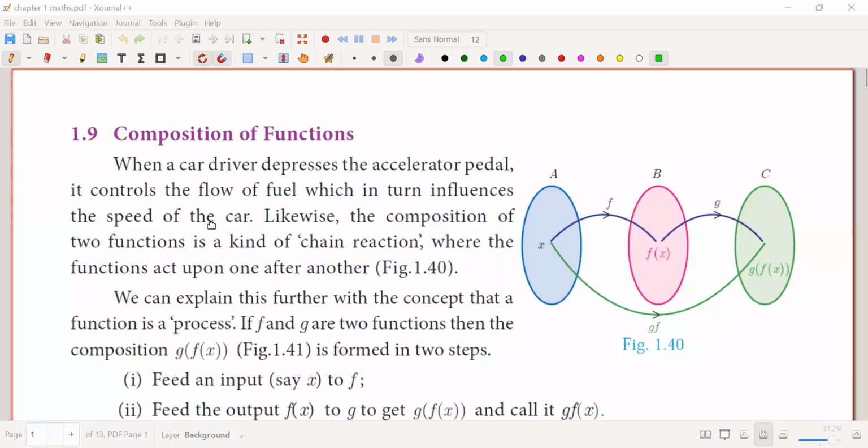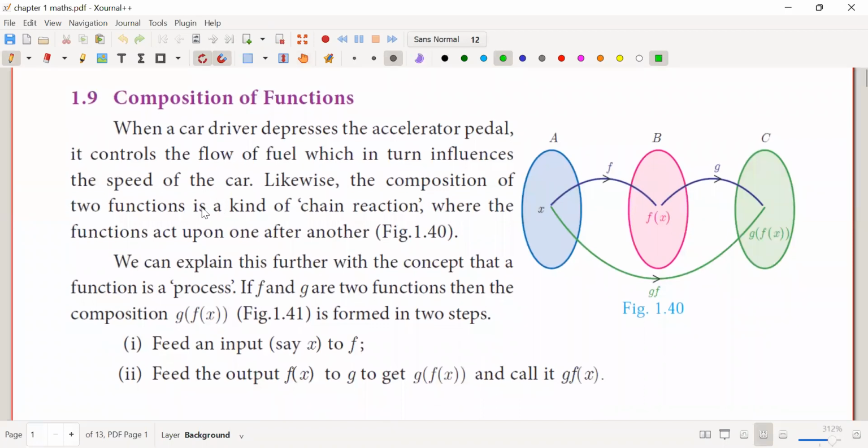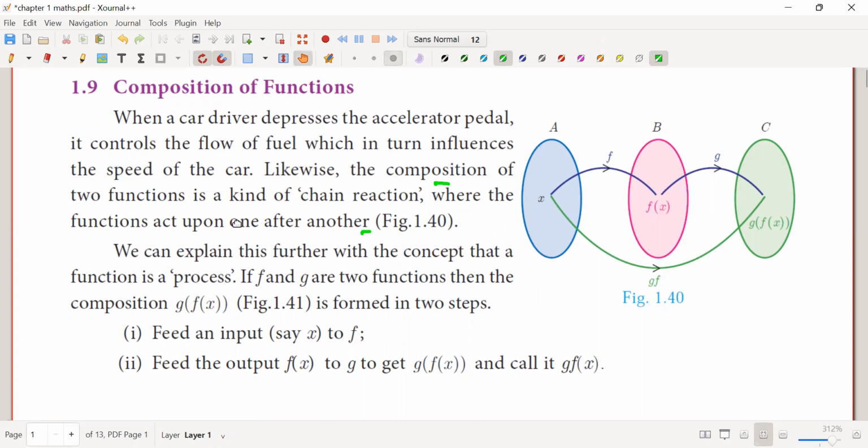Okay, composition of function. When a car driver depresses the accelerator pedal, it controls the flow of fuel, which in turn influences the speed of the car. Likewise, the composition of two functions is a kind of chain reaction where the functions act upon one another. We can explain this further with the concept of function as a process.